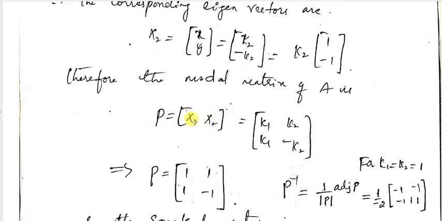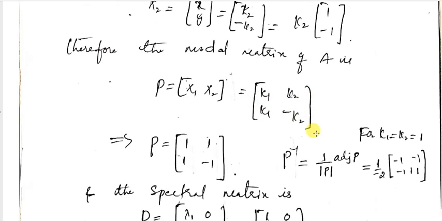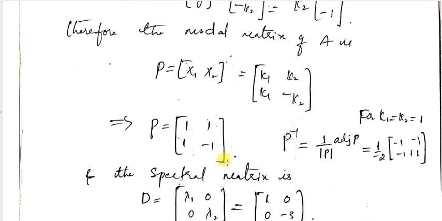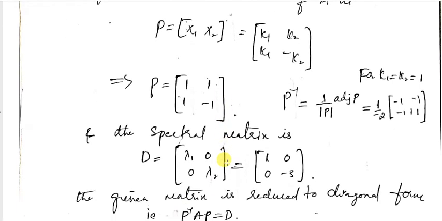So the modal matrix is nothing but the matrix that contains the eigenvectors in columns. So that is k1, k1, k2, minus k2. I'll choose k1 and k2 to be 1, so that I'll get the modal matrix P as 1, 1, 1, minus 1. To diagonalize the given matrix, let us find the inverse of P.